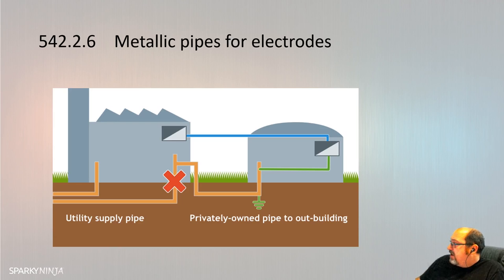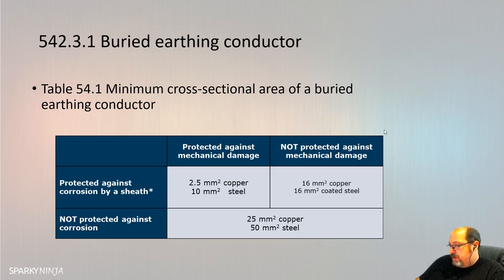Okay, we then have earthing conductors, 542.3. Every earthing conductor should comply with section 543 and where PME conditions apply, such as the TN-C-S system, meet the requirements of regulation 544.1.1 for the cross-sectional area of the main protective bonding conductor. In addition, when buried in the ground, buried in the ground is what we're looking for here, the earthing conductor shall have a cross-sectional area not less than that stated in table 54.1.